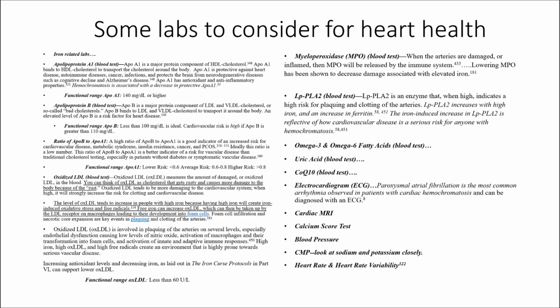All right, LP-PLA2 is an enzyme that, when high, increases the risk for plaquing and clotting of the arteries, and high iron increases LP-PLA2, and so does high ferritin. So we want a nice low LP-PLA2. This is another risk factor for vascular disease. Omega-3 to omega-6 fatty acids. This is another thing you probably want to be monitoring.